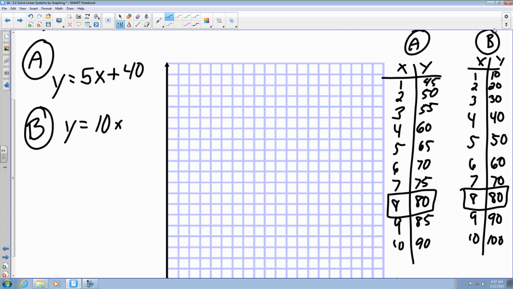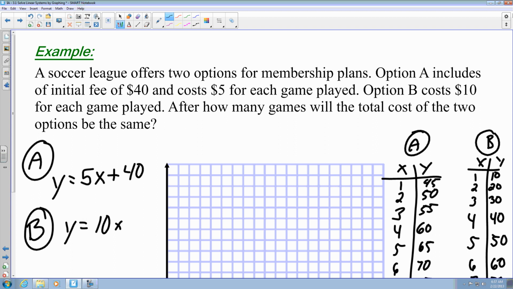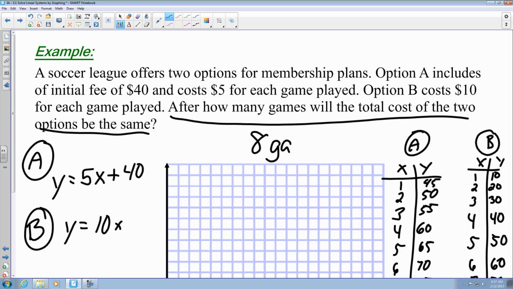So going back to the question, it's asking after how many games will the total cost of the two options be the same? I can say from that t-chart it's going to be 8 games.